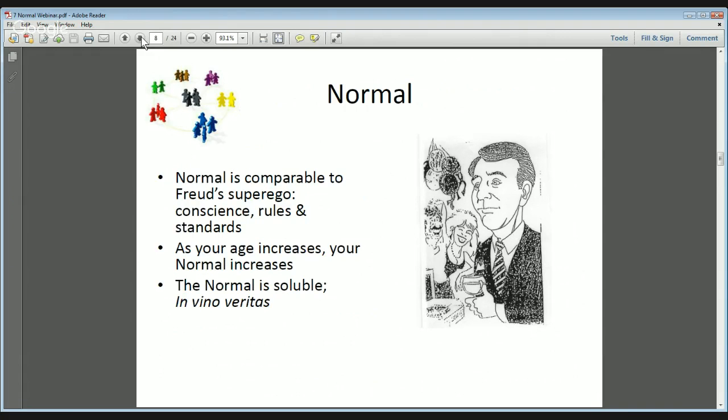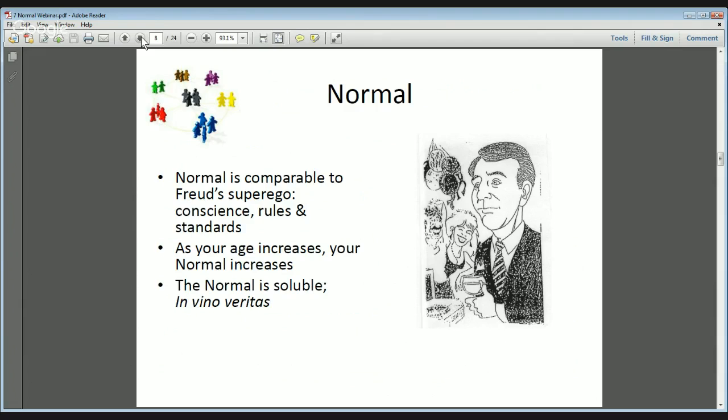What I say is that the normal is comparable to Freud's superego. If you remember the system of Freud, it has conscience, rules and standards, which is how you define the superego. What Freud said is that there were three parts to your personality. There was the id, which is your emotional drives, then your ego, which is the thinking, logical part, and the superego, which was the conscience, rules, and standards. And the normal is comparable to that. The main thing about the normal, different from the other 6 components, is that as your age increases, your normal increases.